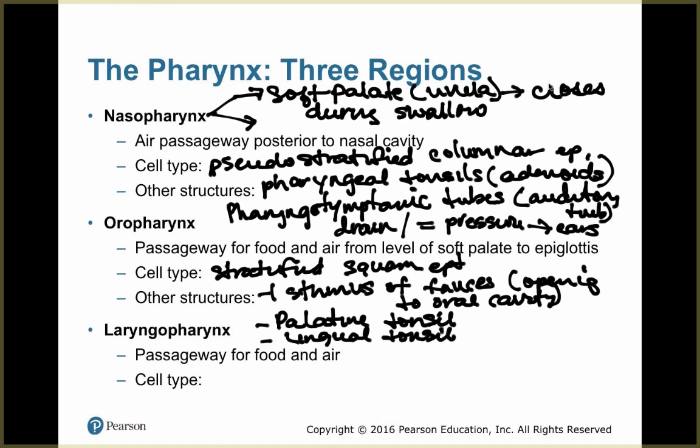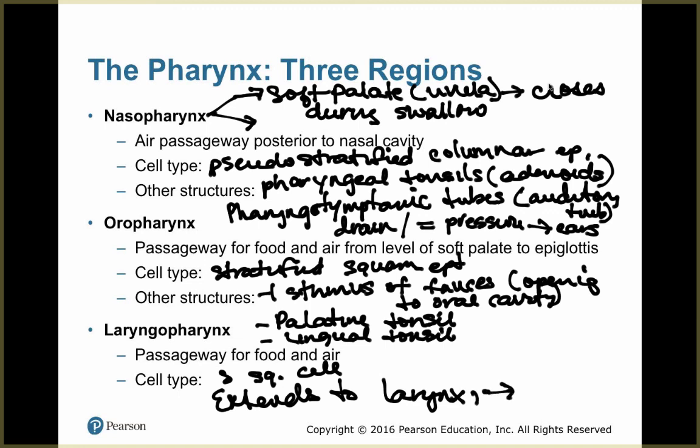And the laryngeal pharynx is a passageway for food and air right before it separates out. Here you have the stratified squamous again. I'm going to write it all down. This part extends to the larynx and is continuous with the esophagus. So those are the three main regions of the pharynx.